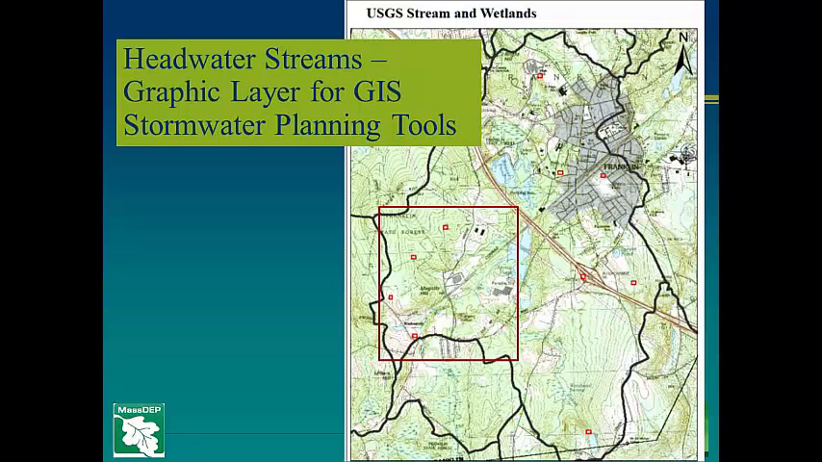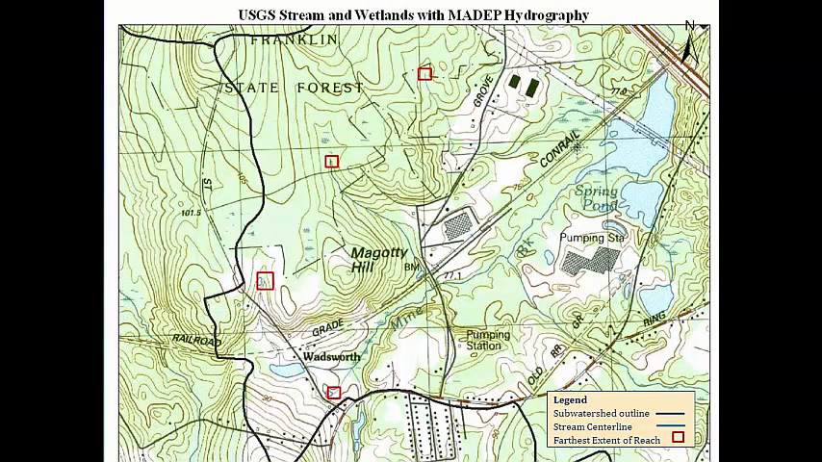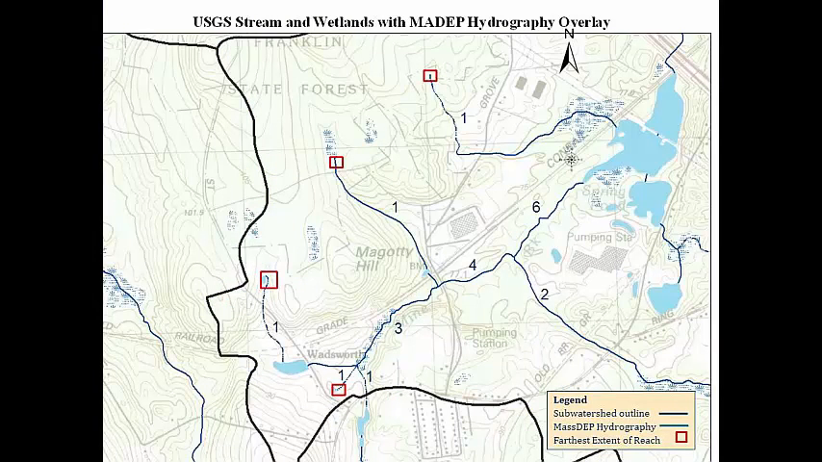To develop the headwater streams data layer, we begin with the 1 to 25,000 scale USGS topographic map that illustrates the stream extents as identified and highlighted in the insert. A closer view of the insert shows the red squares as the farthest extent of the USGS streams and local contours. The heavy black lines represent the subwatershed boundaries or drainage divides that define the land area contributing drainage to the wetlands and streams. In this step, the MassDEP 1 to 25,000 scale hydrography data overlays the USGS topography.